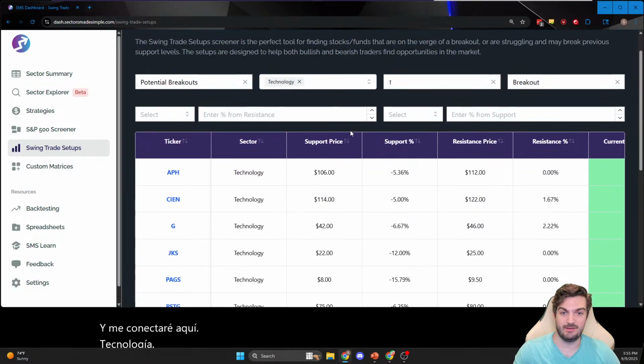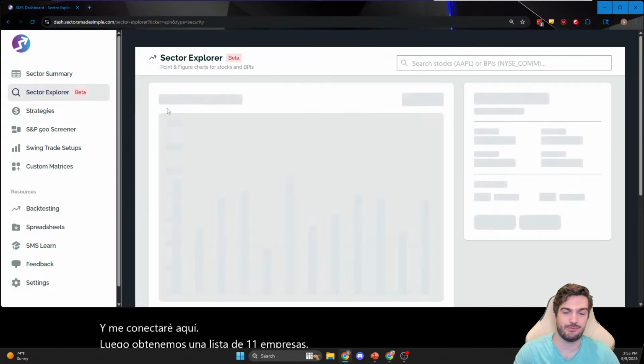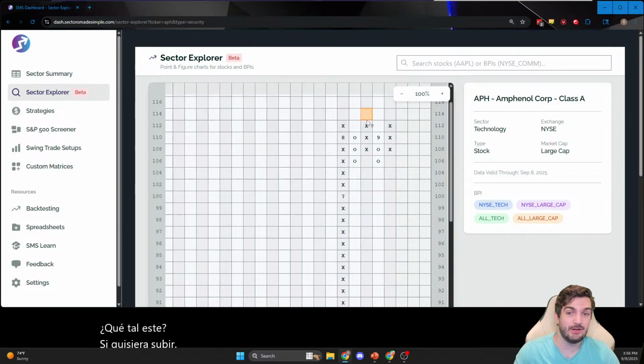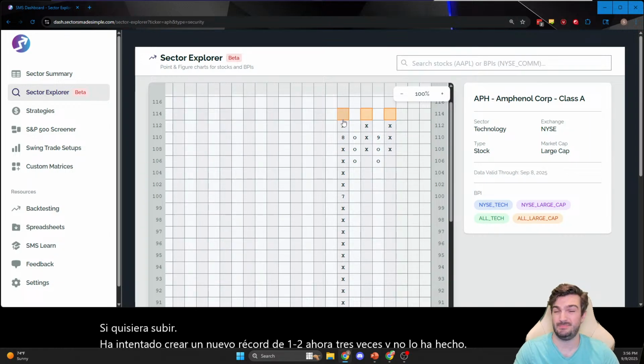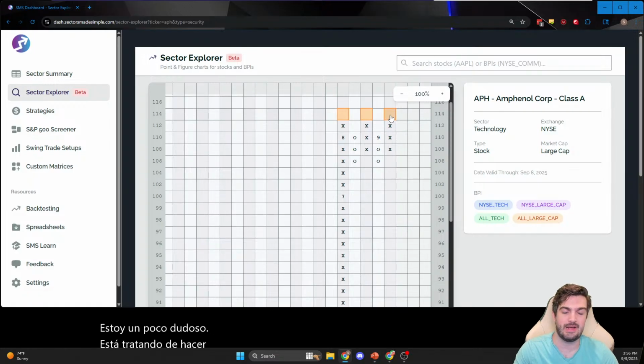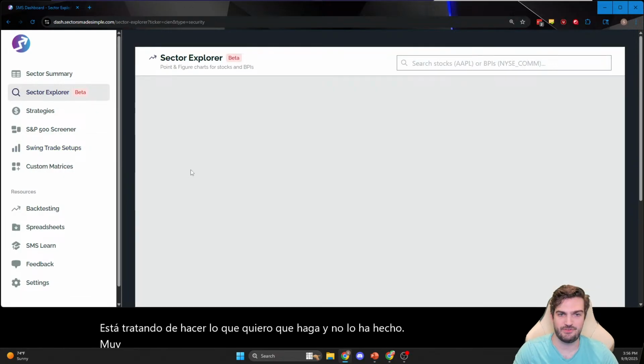We then get a list of 11 companies. And here we would go through a very similar process. How about this one? Well, if I want it to go up, it's tried to create a new high 1, 2, now 3 times, and it hasn't. I'm a little iffy. It's trying to do the thing that I want it to do, and it hasn't done the thing. All right, let's try another. CIEN.